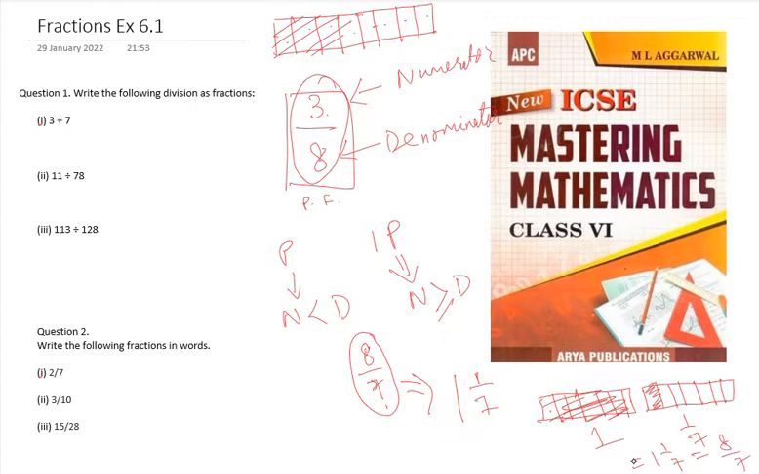I will show you the conversions of mixed to improper, proper to proper as it is, and improper to mixed also. Let us go through the exercise first. 3 divides 7. So this line is also like a division sign. So 3 upon 7. Question number 1 part 1. Question number 1 part 2 will be 11 upon 78, and 113 upon 128.